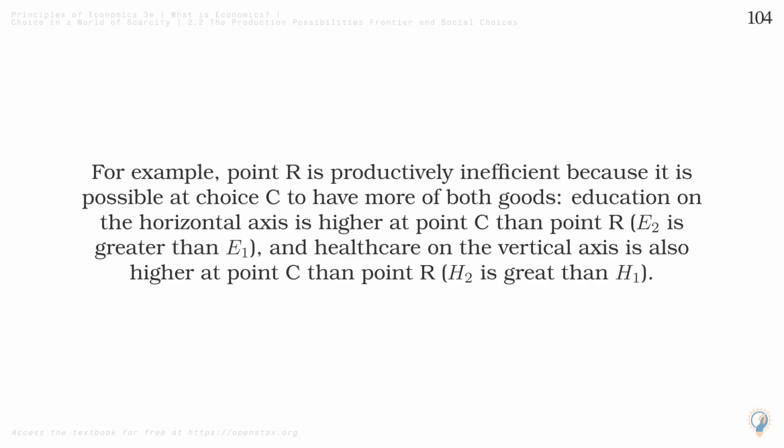For example, point R is productively inefficient because it is possible at choice C to have more of both goods. Education on the horizontal axis is higher at point C than point R, E2 is greater than E1, and healthcare on the vertical axis is also higher at point C than point R, H2 is greater than H1.